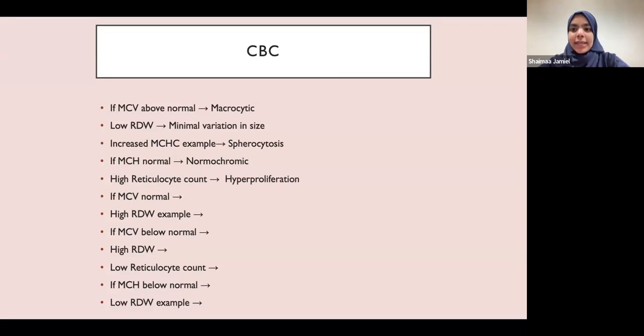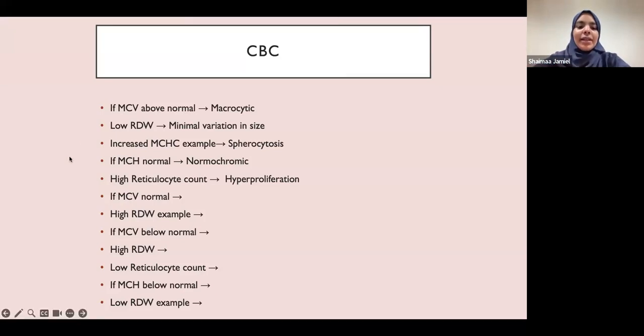If it's below normal, you would call it hypochromic. If it's normal, you would call it normochromic. MCHC is the concentration of hemoglobin in the cell. So it's not the amount, it's the concentration. For example, the cell can be smaller in size and have a low amount of hemoglobin, but the concentration will still be normal.